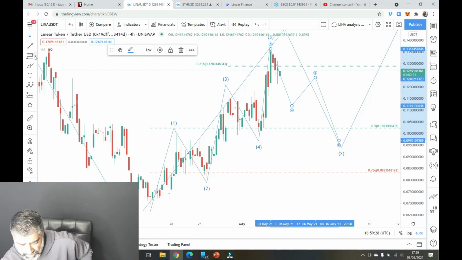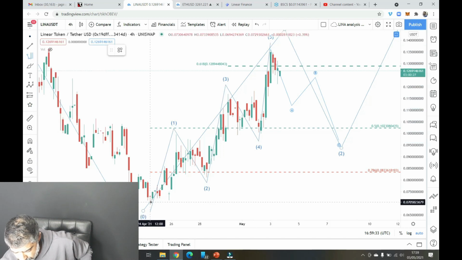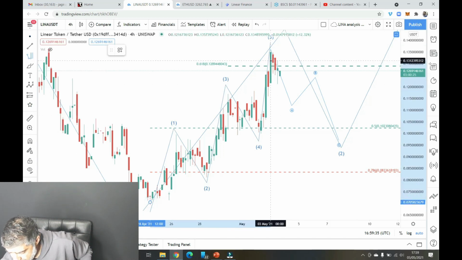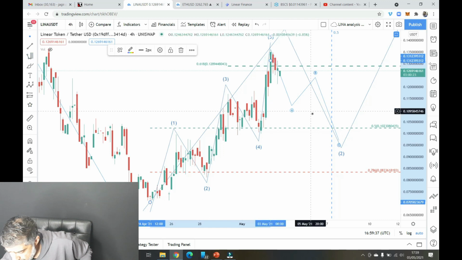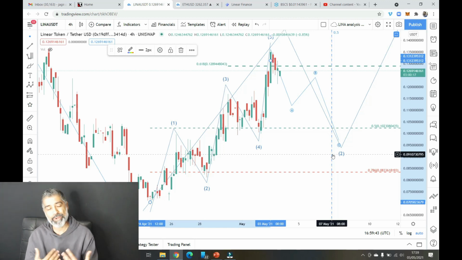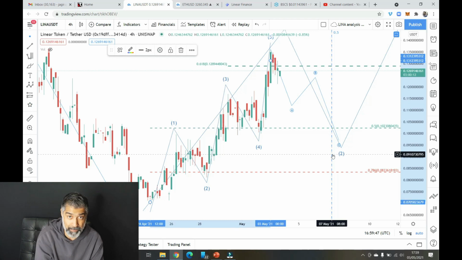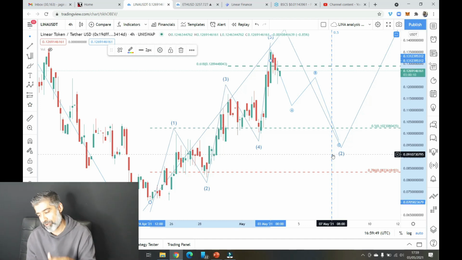Typically, it's 50% of wave 1. So we can actually put a time target and a price target. So if I go from this low to this high, 50% is 7th of May at 8 a.m. So we don't want to enter a long position until the 7th of May, which is the typical minimum time taken to do a correction.